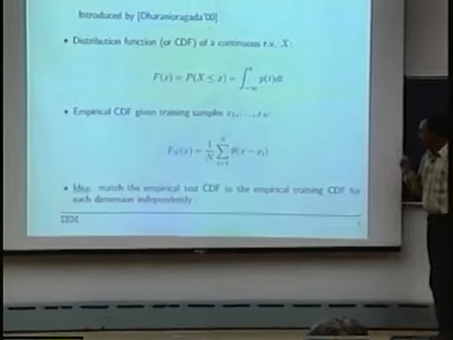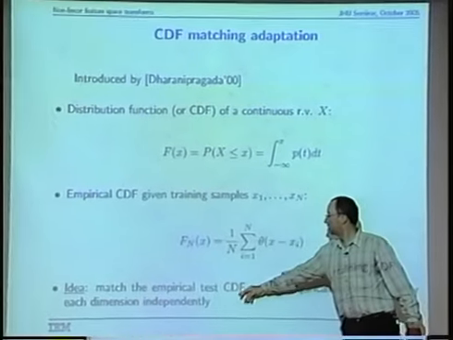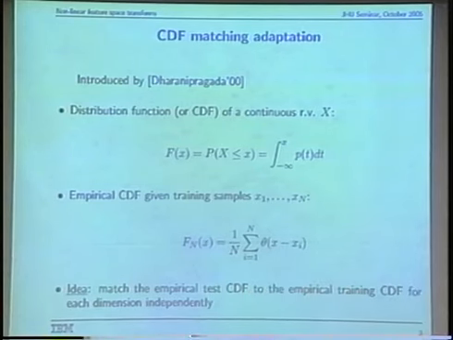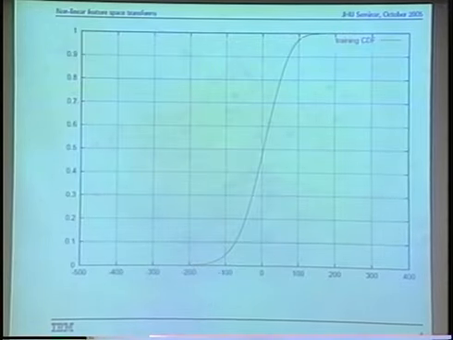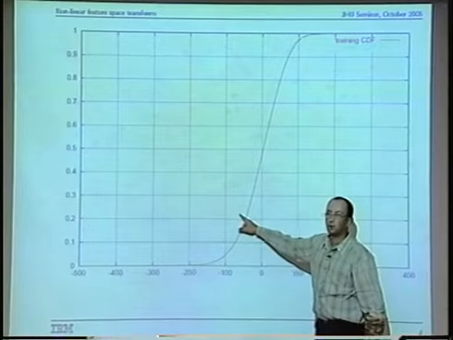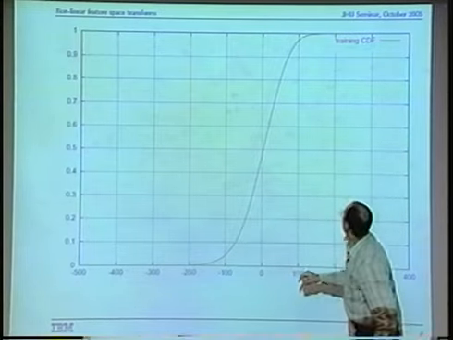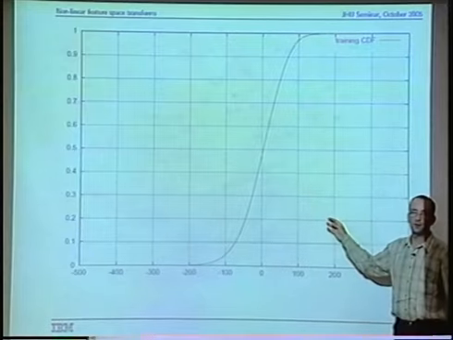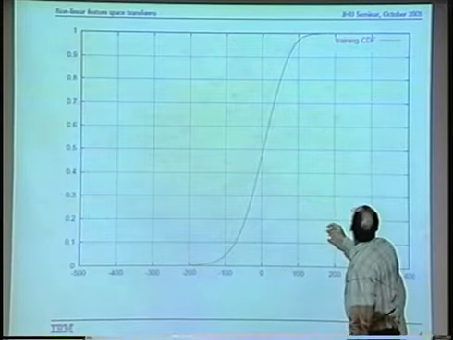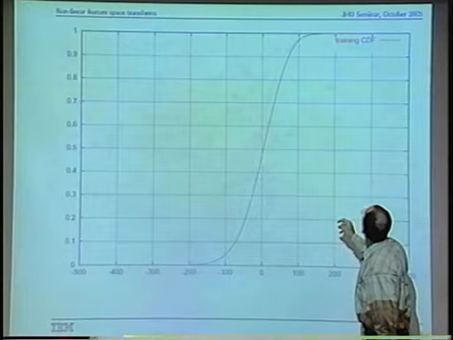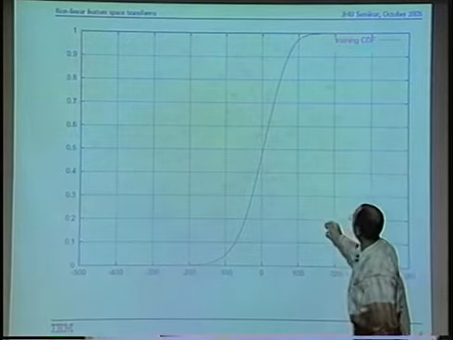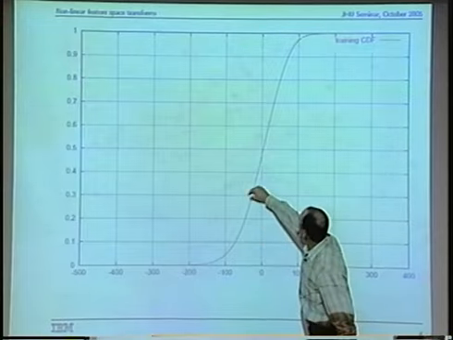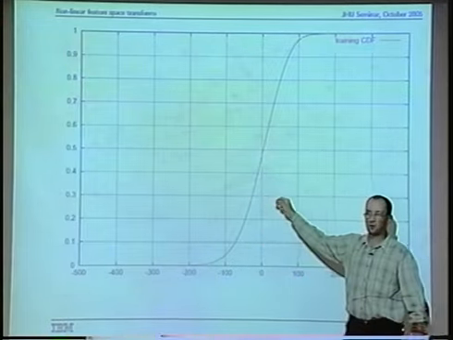And so now the idea of this technique is to match the test CDF to the training data CDF, okay? So here's an example. I hope everybody can see this green line here in the back. We picked a particular dimension of our feature vector for some data and plotted the training CDF in red for that dimension and the test CDF in green. So what we want to do with this technique is superpose the two distribution functions. Okay.